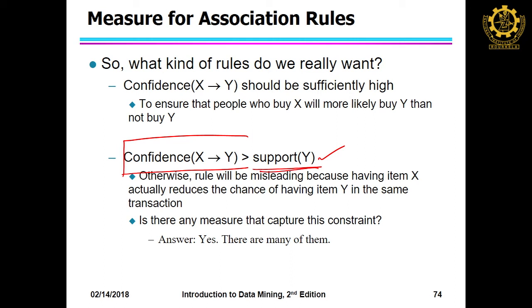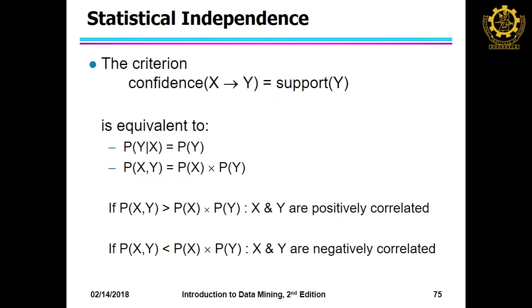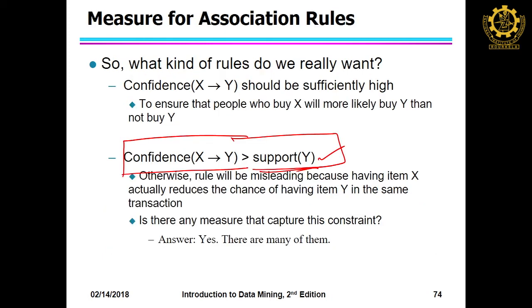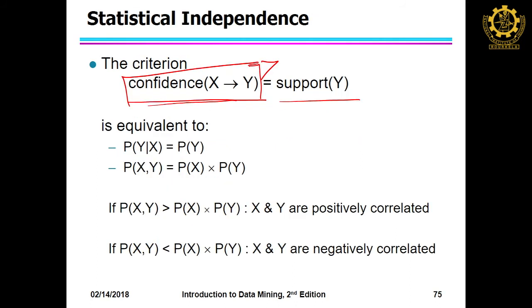So, if we consider the support of Y, now we will come up with a new measure. What is the criterion? The confidence of X to Y of this rule should be greater than or equal to the support of Y. For simplicity, we want that confidence should be the same as the support of Y. For simplicity, we consider this is equal. Earlier I said it should be greater than, right. So, now we say it should be equal.